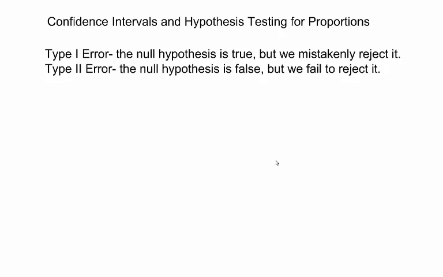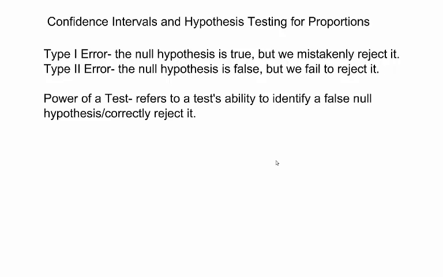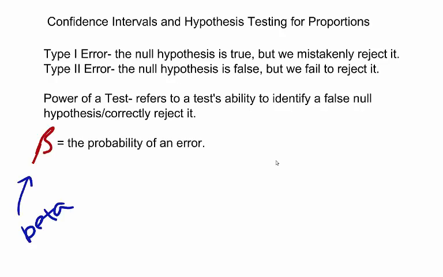A Type 1 error is when the null hypothesis is true, but we mistakenly reject it. A Type 2 error is when the null hypothesis is false, but we fail to reject it. The power of a test refers to a test's ability to identify a false null hypothesis, essentially to correctly reject it. The Greek letter beta refers to the probability of a Type 2 error.